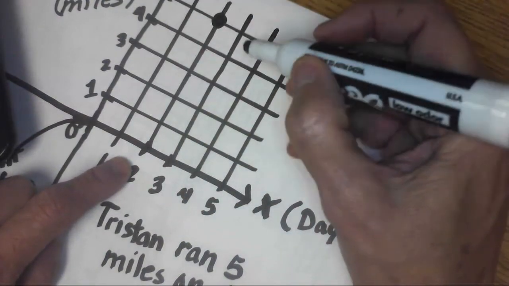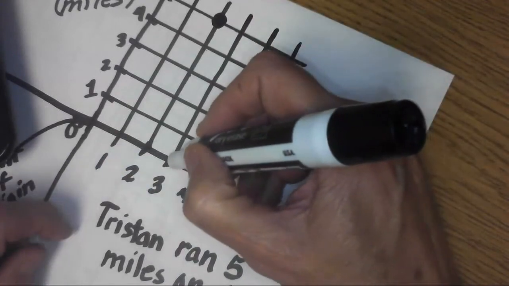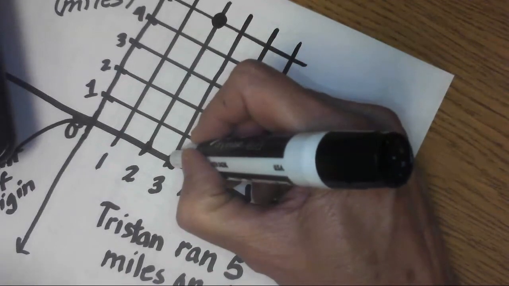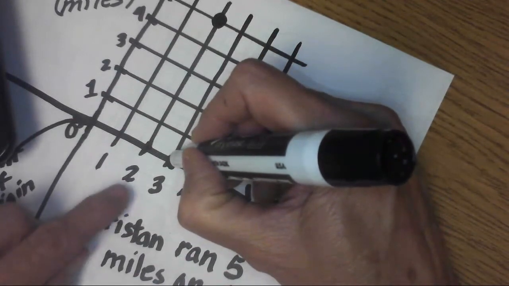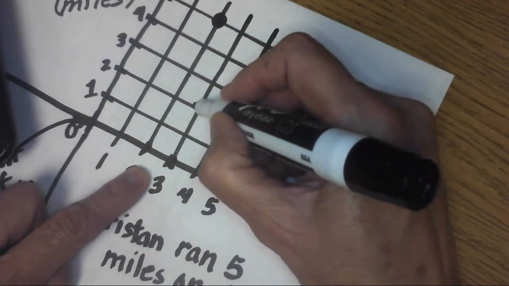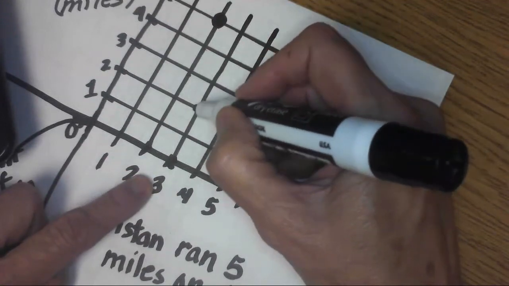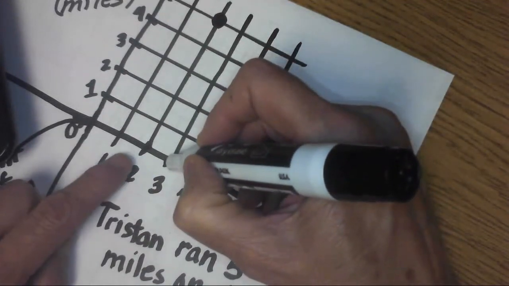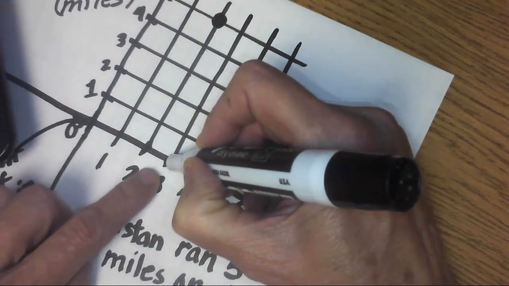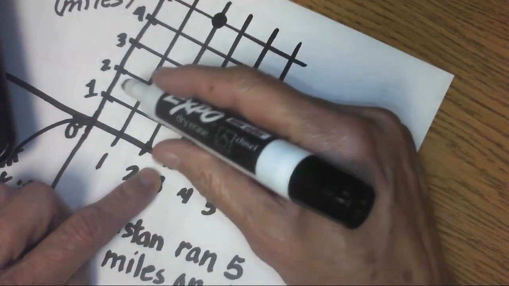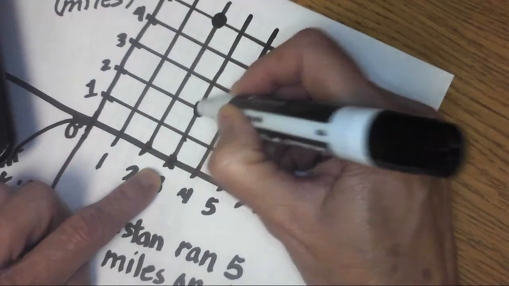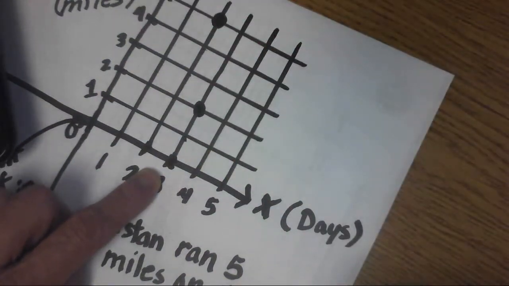Now let's talk about day 3. When Tristan went out to run, he was more tired because he ran so many miles on day 2, so he only ran 2 miles on day 3. Here he is, day 3, the day after he ran 5 miles, and he could only run 2 miles. So on day 3, we're going to count up just 2 miles: 1, 2. We're going to put a point right there for that one.